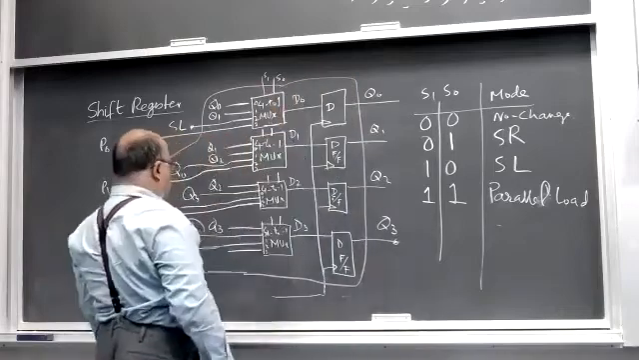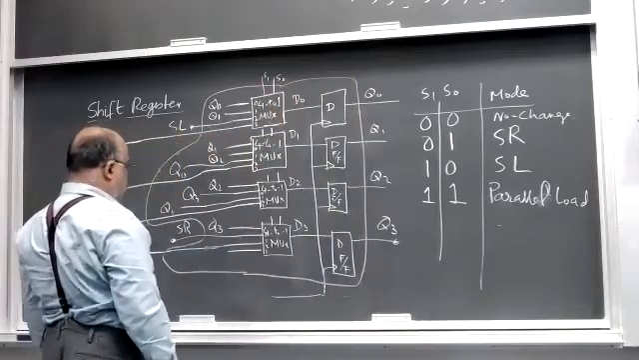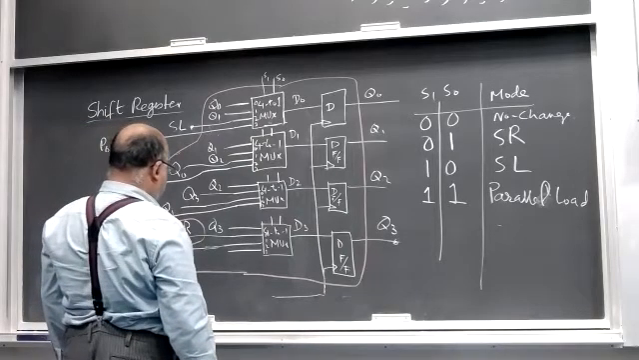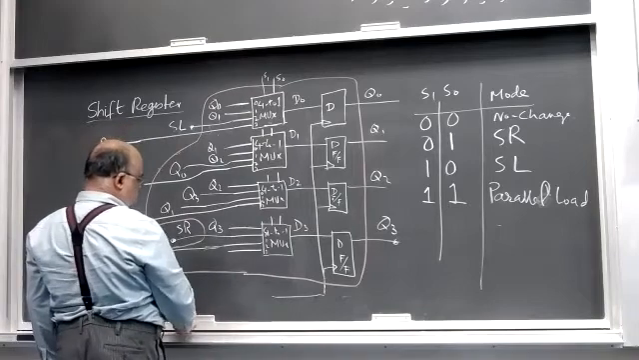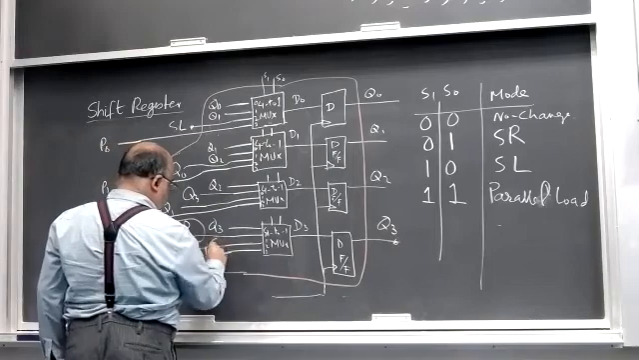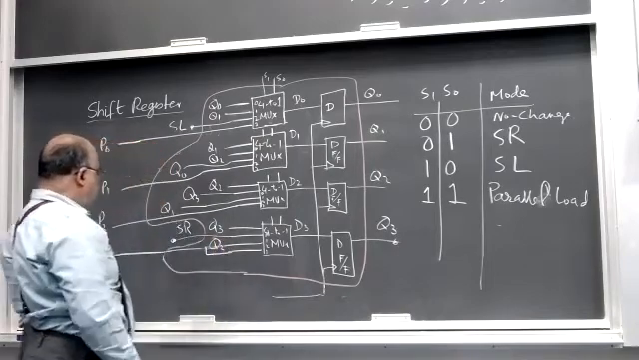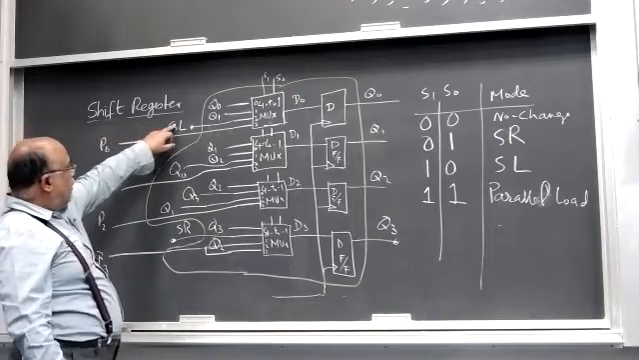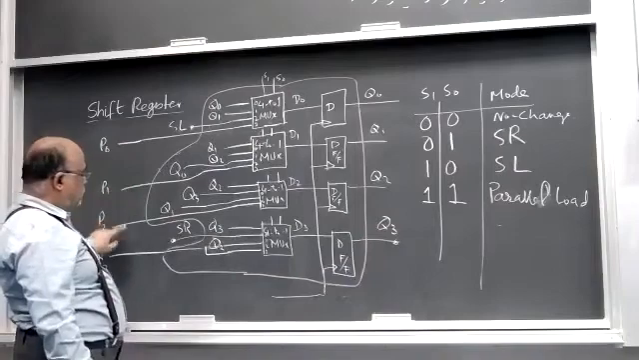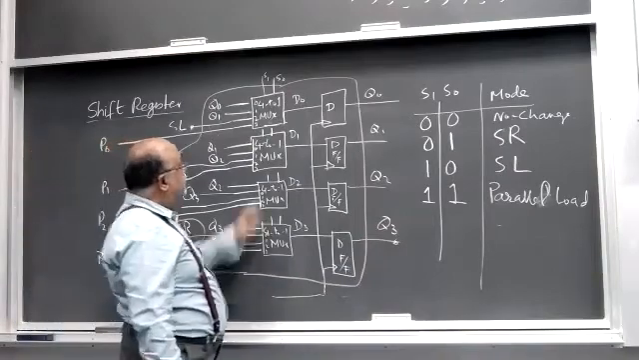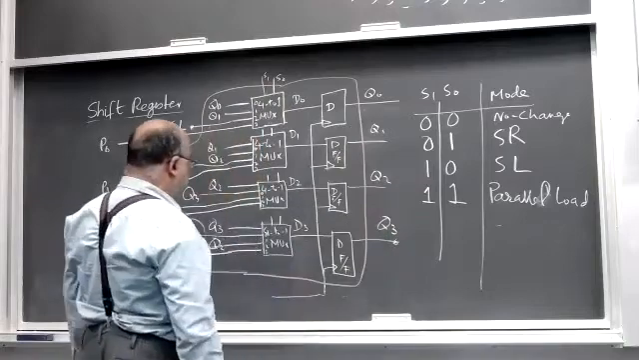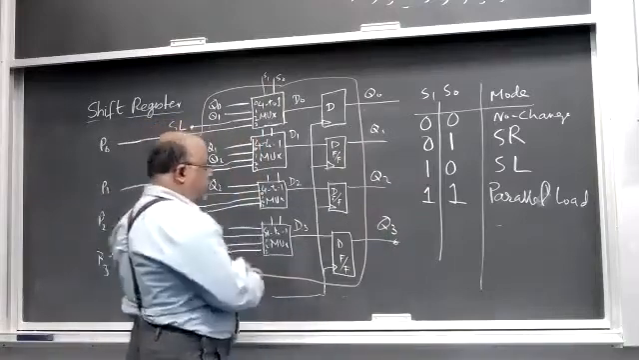So these are the full outputs. So these are outputs. This is select shift left input. This is shift right input. This is parallel load inputs. This is the clock. This is the mode input, and these are the 4 outputs. So if you would like, you can make a symbol for this.